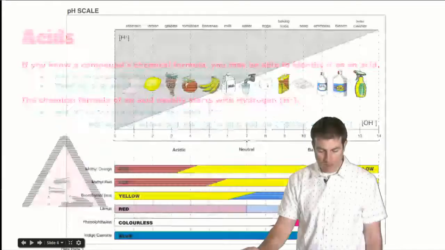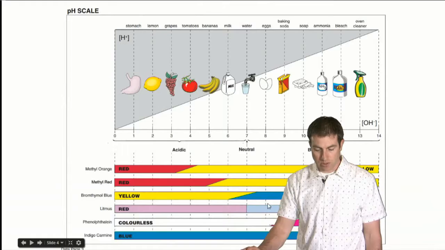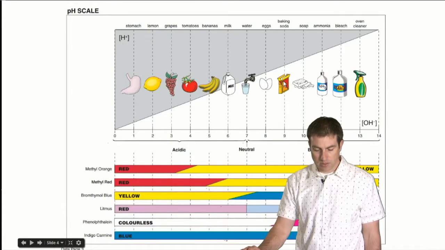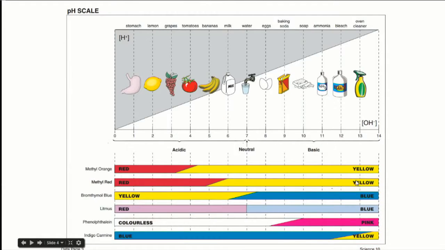There will be some questions that ask you to use the indicators. They'll say, if I put something with a pH of 8 and I put some methyl red in it, what color would it be? So you'd have to go down and say, oh, that's yellow. And you'd end up with stuff like that.